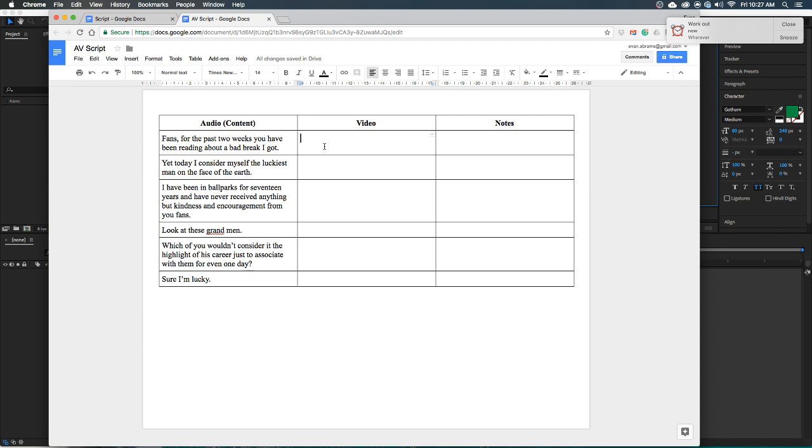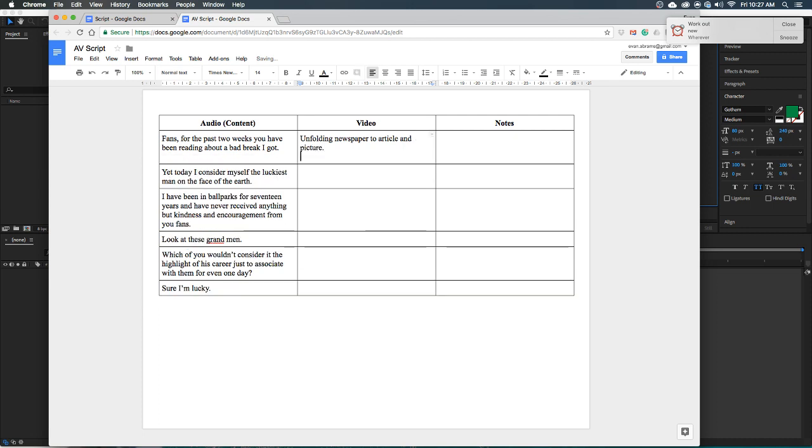So what I would recommend is just start writing out ideas. Like, what would you see? Maybe when we say, "Fans, for the past 2 weeks, you've been reading about a bad break I got," maybe it's an unfolding newspaper to an article and picture. So, visually, maybe that makes sense as we're hearing the words of Lou Gehrig. A paper is unfolding, and it's showing the sad news story in there.